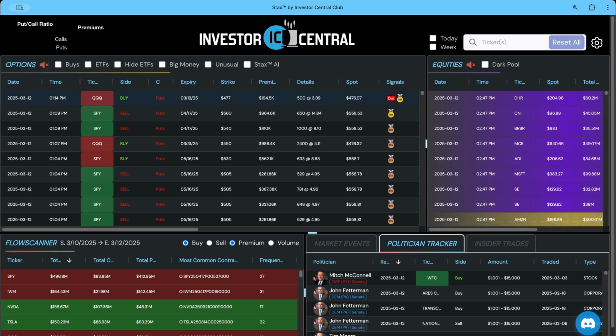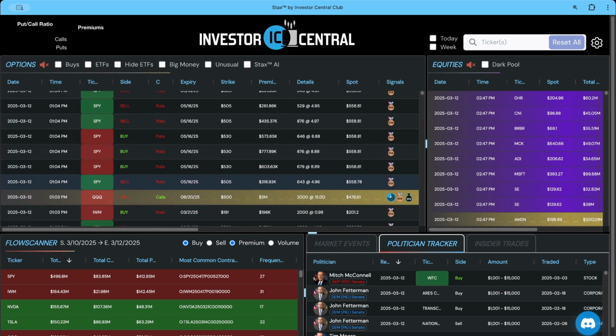What it does is it gives us the option prints that are flowing through the dark pool in real time, lets us know if they're buying, selling, if it's calls or puts, the size of the premium, how much money they're spending on these options, the expiration, the strike, details of it, as well as when they're purchasing. So that's what this spot price is.